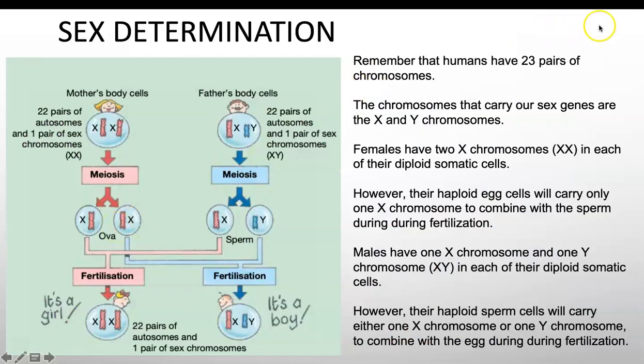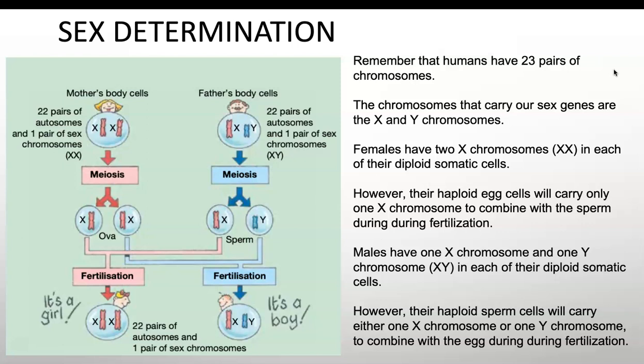All right, sex determination. We looked at autosomes. Remember, autosomes are the chromosomes in your body which provide the genes for normal cell function. Our sex chromosomes are our last pair of chromosomes, which is the 23rd pair. They're going to be a pair of either X and X chromosomes if you're a female, or X and Y chromosomes if you're a male. So remember that humans have 23 pairs of chromosomes. The chromosomes that carry our sex genes are the X and the Y chromosomes.